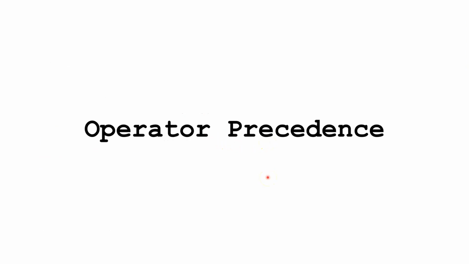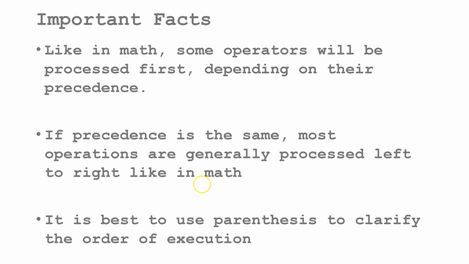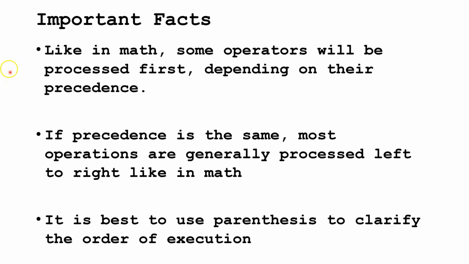In this Java tutorial, we are going to learn about operator precedence. This is sometimes also called order of execution or order of operation. Some important facts to know. Like in math, some operators will be processed first, depending on their precedence. If precedence is the same, most operations are generally processed left to right like in math.